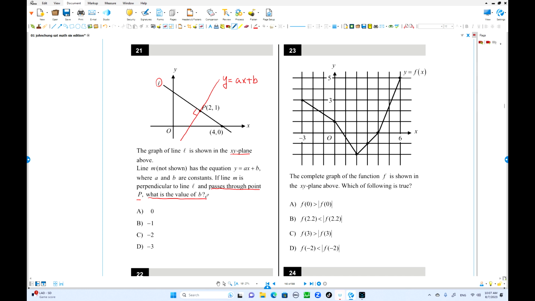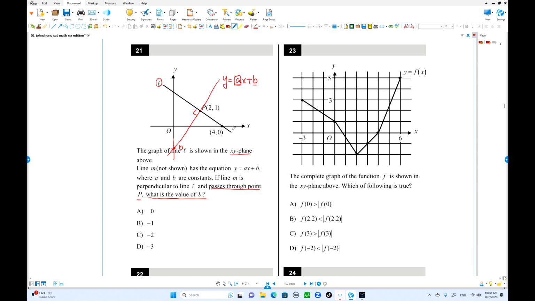What is the value of b? Can you find the value of b, which is the y-intercept over here? b is over here, okay? First, we have two variables, a and b, so we need to find the slope of this line.